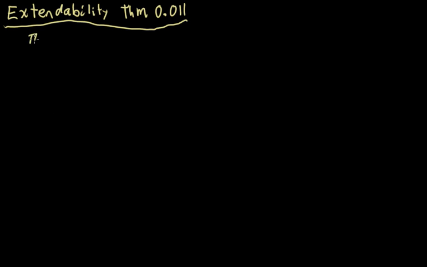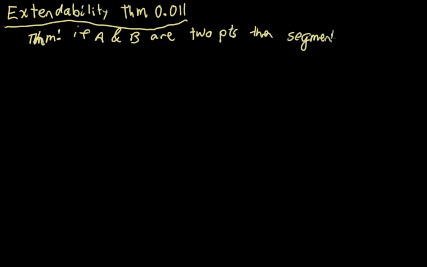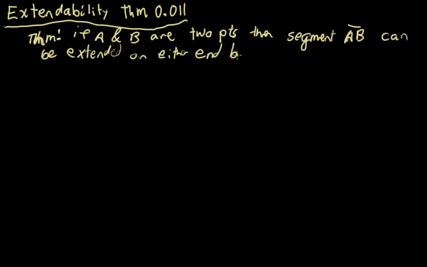So the theorem says, so THM for theorem, my writing's a little bit messy, but oh well. It says, if A and B are 2 points, then the segment AB can be extended on either end by a positive distance. So how are we going to prove that?